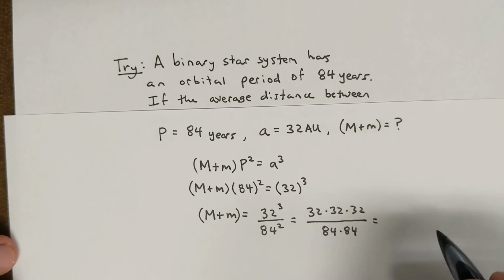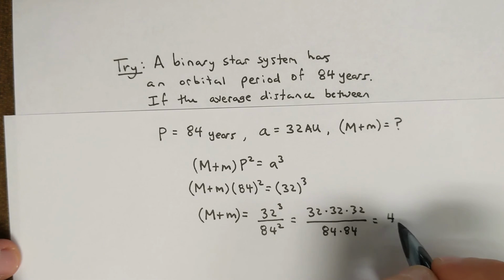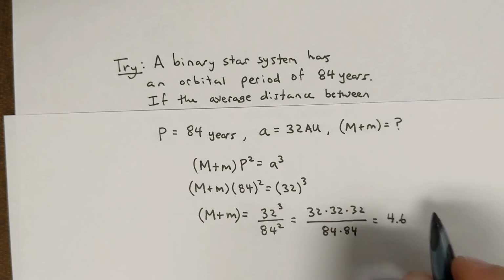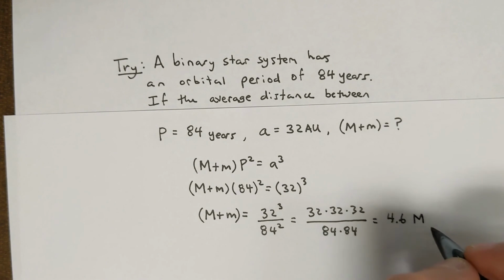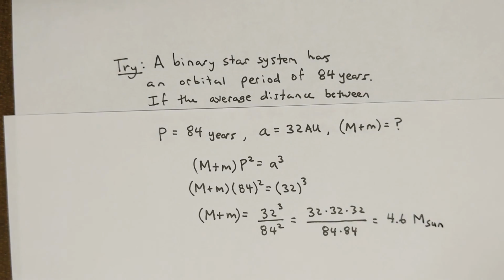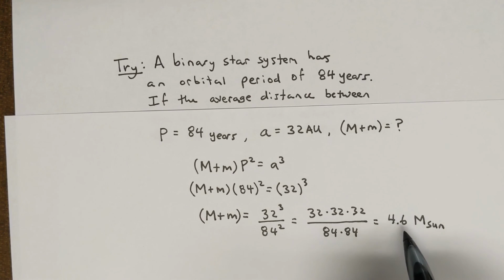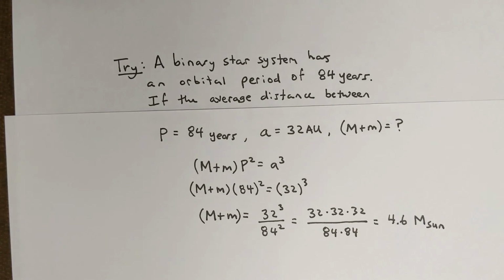And this comes out to 4.6. And our units here are solar masses, so we can write that as M sun. What this means is that the two stars together are roughly 4 or 5 times more massive than the sun is by itself. Okay, great job, success.